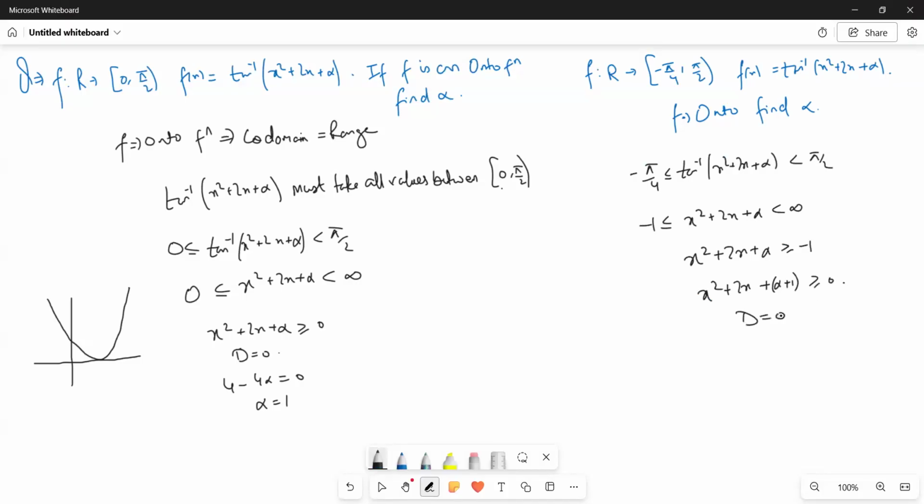एंड अब इसका D इक्वल टू 0 करेंगे तो 4 minus 4 times alpha plus 1 is equal to 0. So it will give us alpha as 0. So minus pi by 4 to pi by 2 में onto होने के लिए alpha has to be 0. Is that clear with the question?